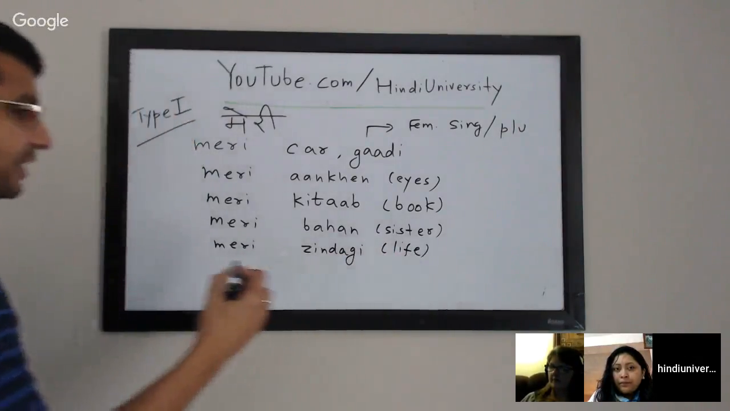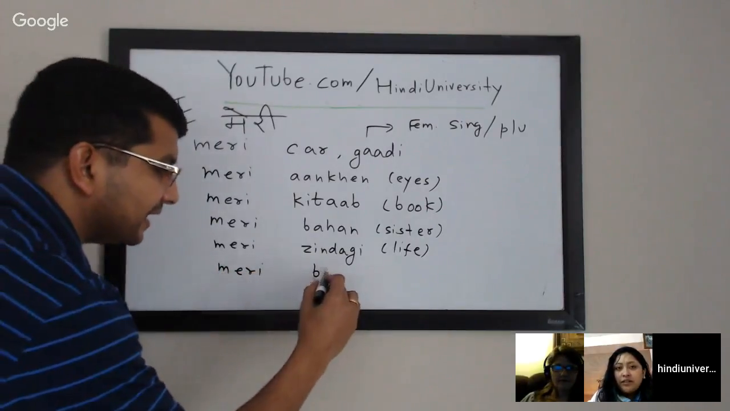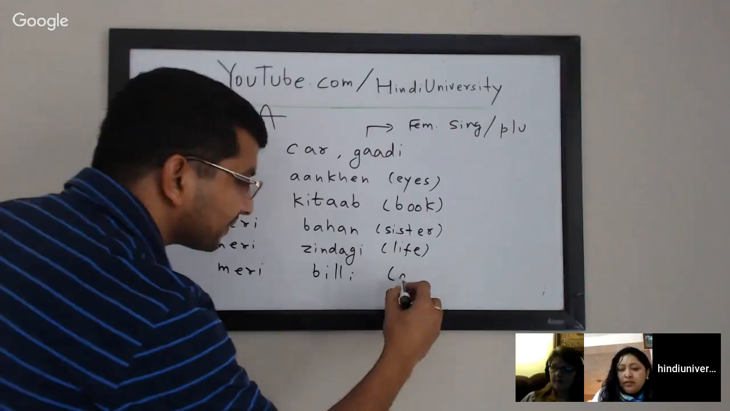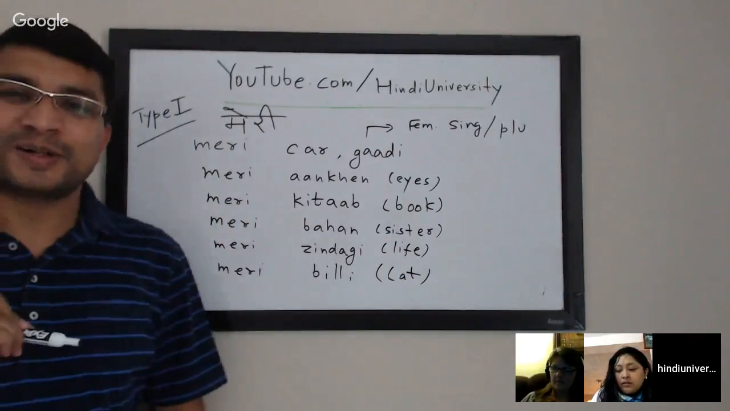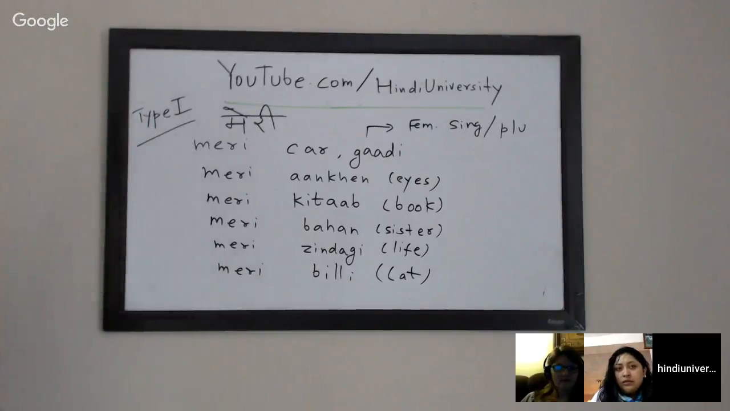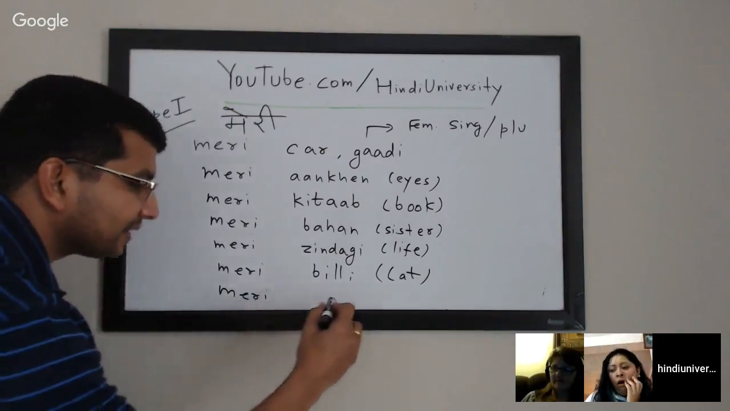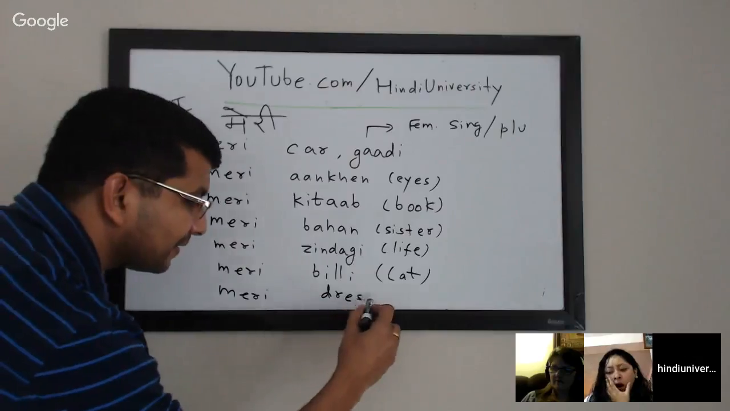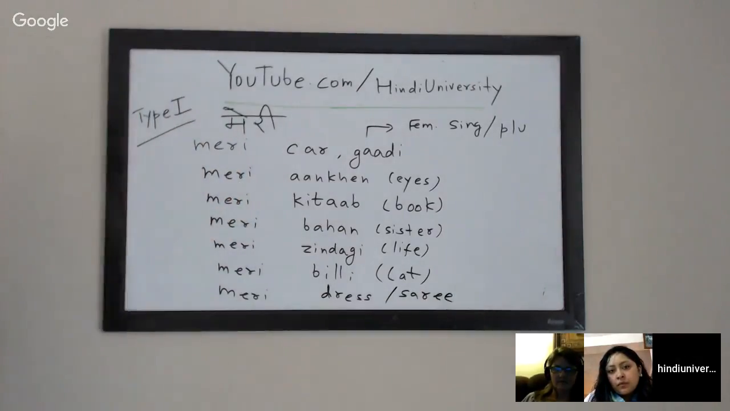And the next one which is shared is meri billi. And billi is nothing but cat. Which kind of makes you think, what about mera kutta, right? I mean, my dog, right? So let's see if there are more. Okay, meri dress, very good, right? Meri dress or meri sari. Okay, all of these are considered feminine singular.